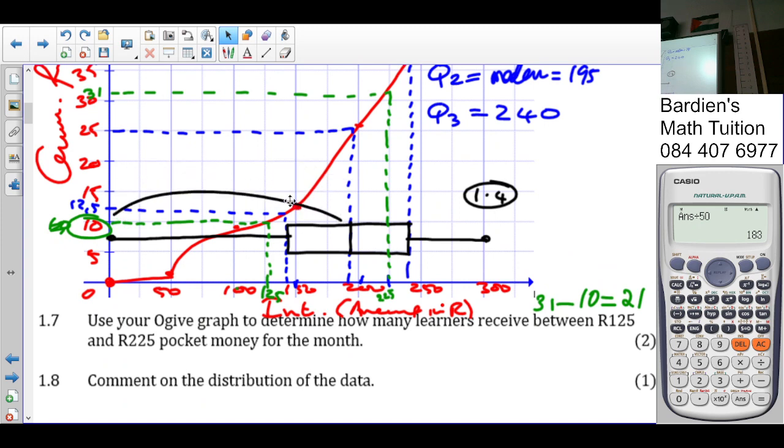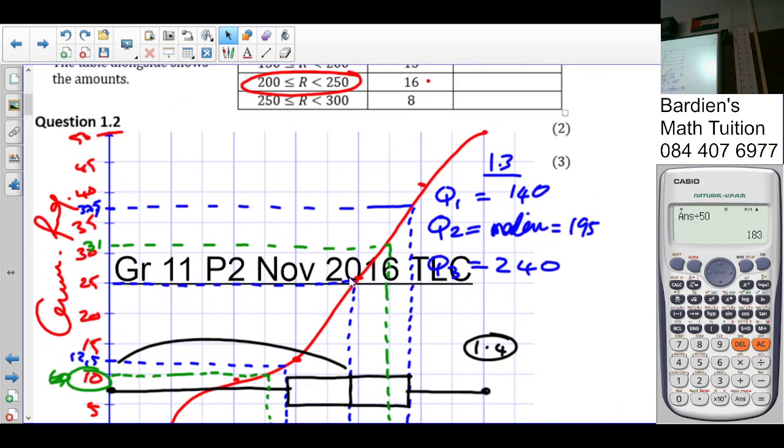Okay. The last question here says comment on the distribution of the data, and by saying it's skewed to the left, you have commented on the distribution of the data. You understand? That question normally comes straight after the box and whisker diagram. That's why I spoke about it at that point. But I see now it came in actually later.